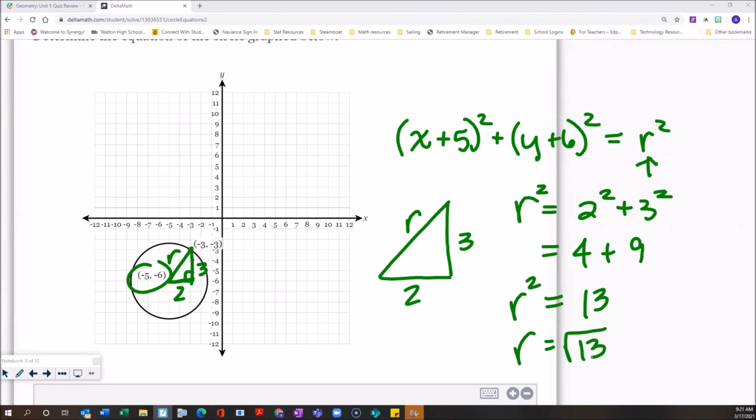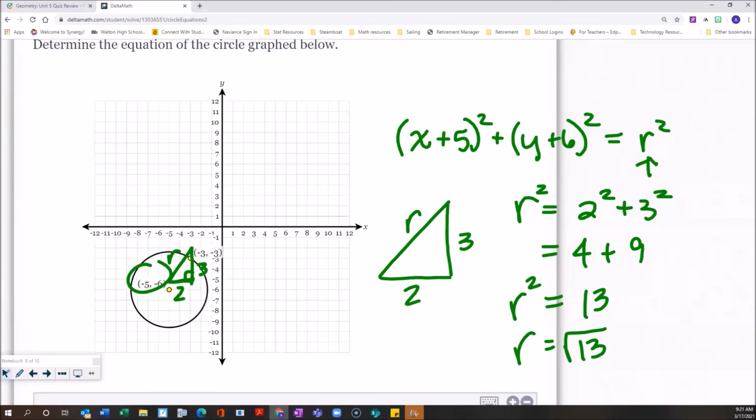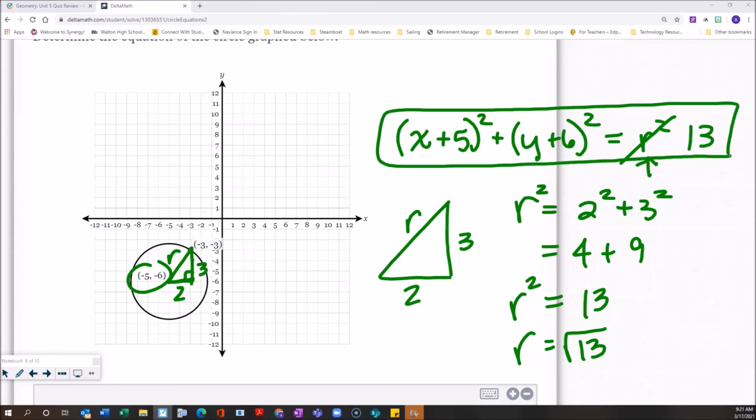I believe on this problem, they want us to enter the equation, right? Let me put it back there. So when I write the equation of the circle, I'm just going to substitute 13 for r squared, right? So this would be the equation. Yeah, if you want to take a picture, take a picture. That's fine.